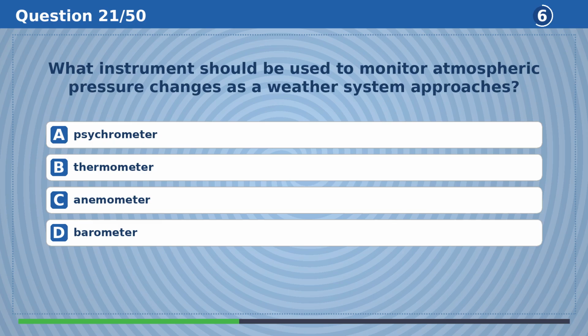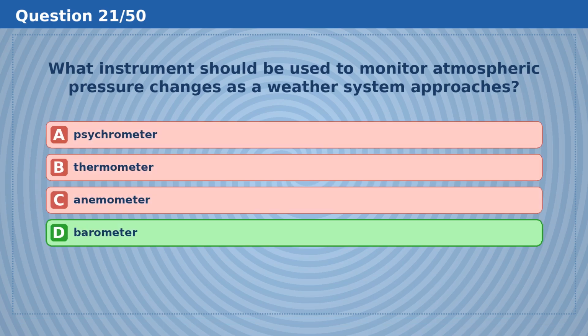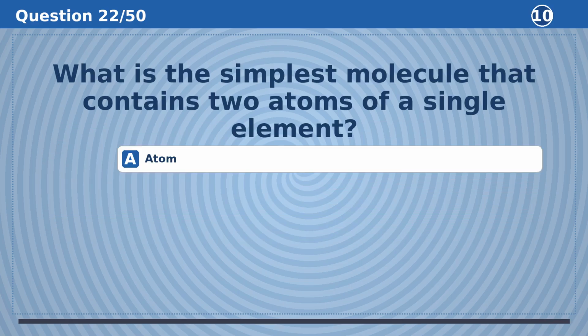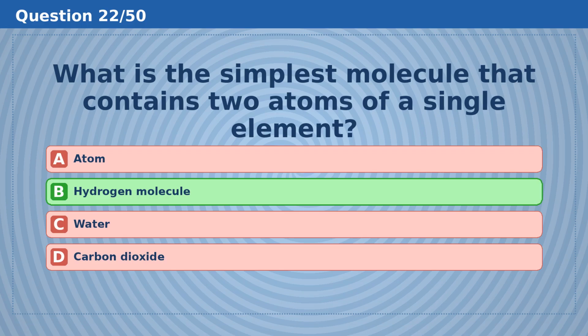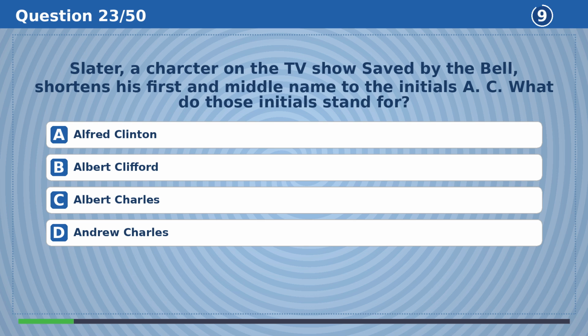What instrument should be used to monitor atmospheric pressure changes as a weather system approaches? The answer is D, Barometer. What is the simplest molecule that contains two atoms of a single element? The answer is B, Hydrogen molecule.